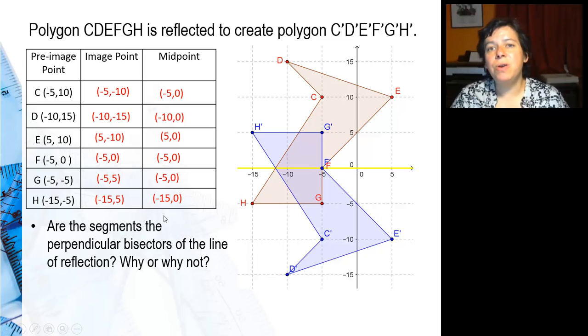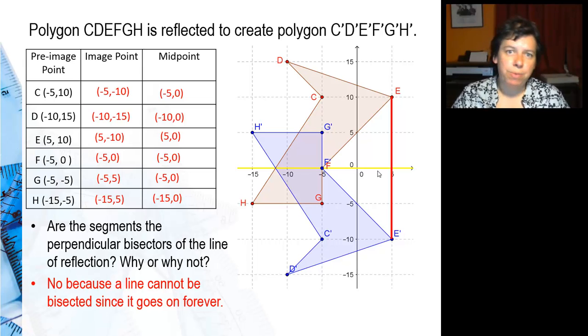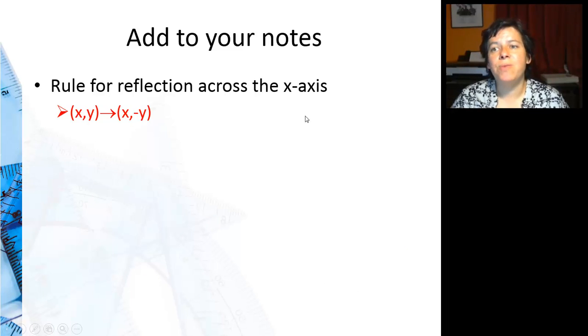So the question here: are the segments the perpendicular bisectors of the line of reflection? Well, this is a segment. Is it cutting the line of reflection in half? Well, no, because the line cannot be bisected since it goes on forever. And this is the rule I wanted you to get in your notes. Go ahead and write that in. For reflection across the x-axis, the only thing that will change is the y-coordinate. You should be able to figure this out on your own without writing down the rule, but it is a handy shortcut if you can remember it.